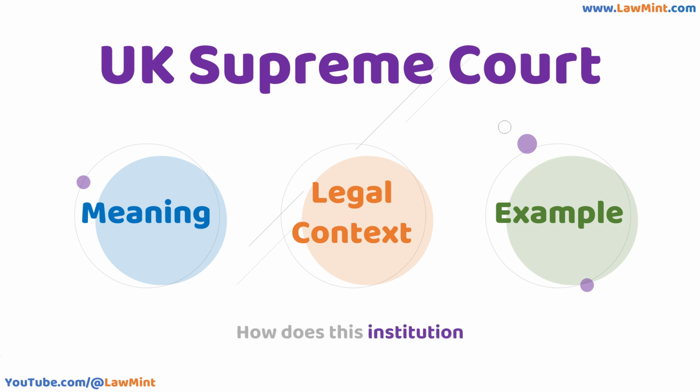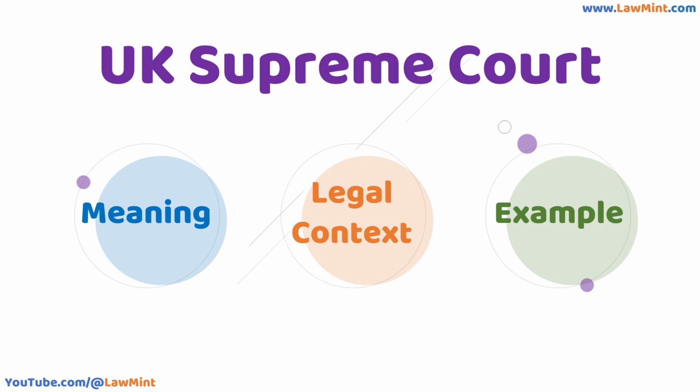How does this institution function compared to apex courts in other nations? First, unlike SCOTUS in America or the High Court of Australia, the UK Supreme Court cannot overturn primary legislation enacted by Parliament due to parliamentary sovereignty.